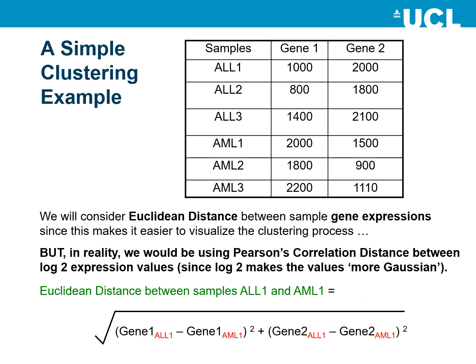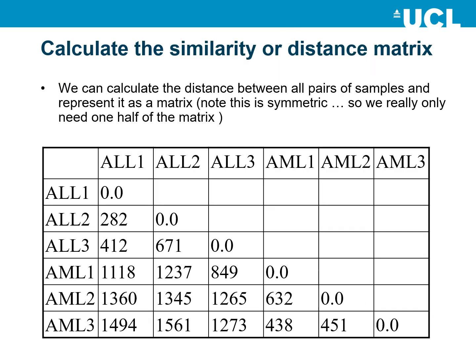So here's Euclidean distance, and the first thing you calculate is a similarity or distance matrix. So you take every sample, so we're going to cluster samples here, and you work out the distance with itself is 0, ALL1 to ALL2, well, you just take the 2 points and you work out a distance of 282.